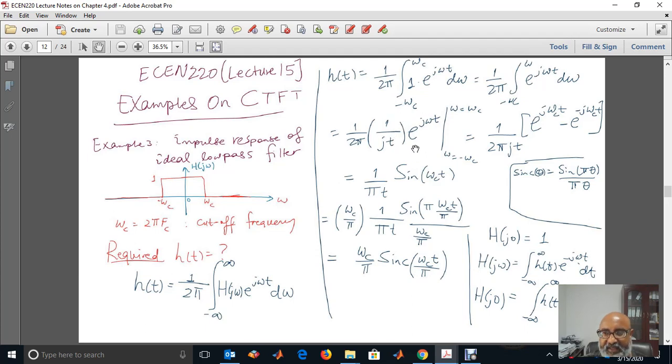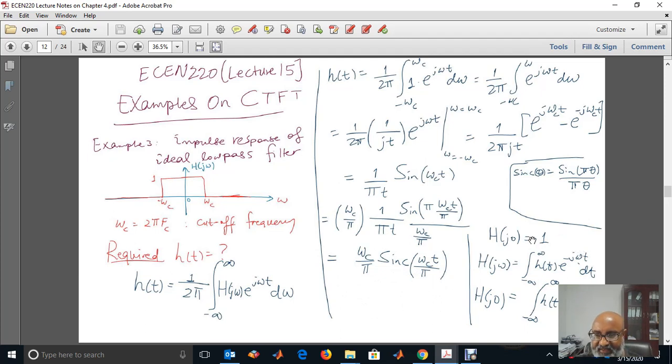Because we are integrating with respect to omega, then using the rule of integration, this will be 1 over jt e to the power j omega t, evaluated from omega equal to minus omega c to omega equal to omega c. We have e to the power of j omega c t minus e to the power of minus j omega c t. We can change this to sine because I have 2j. It will be sine omega c t over pi t. And we can further change to a sinc function, omega c over pi, sinc of omega c t over pi.